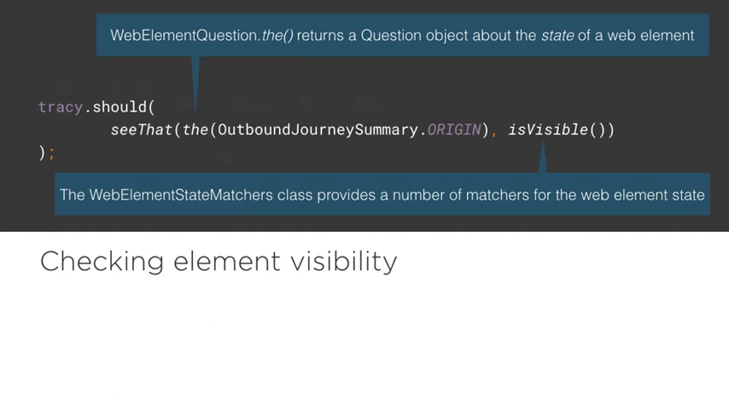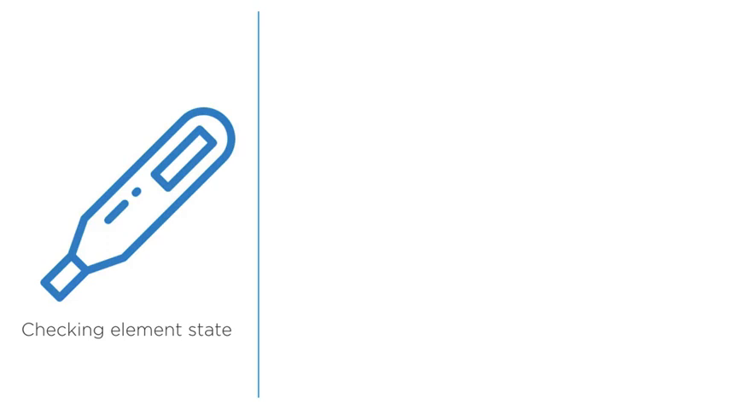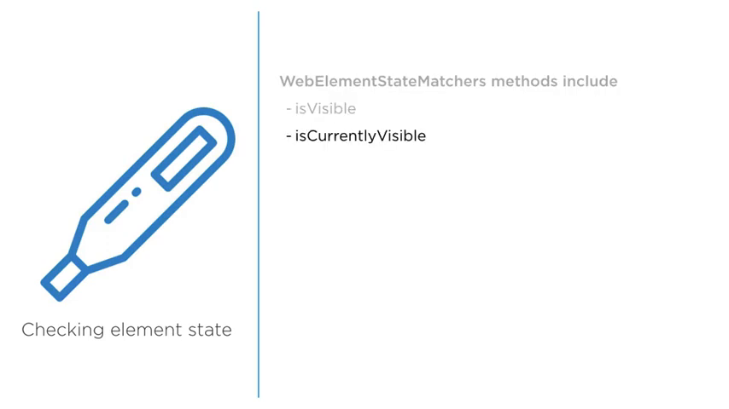And what this does when you use a static import is it gives you a nice readable DSL where you can say things like, Tracy should see that the outbound journey summary origin is visible. And isVisible is not the only thing you can check. You can also check isCurrentlyVisible.